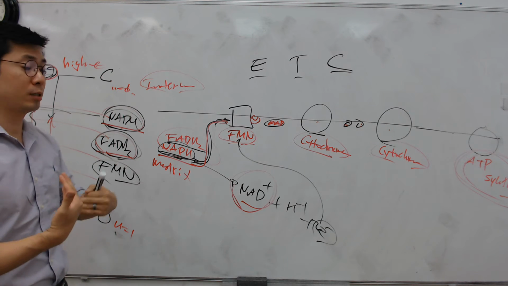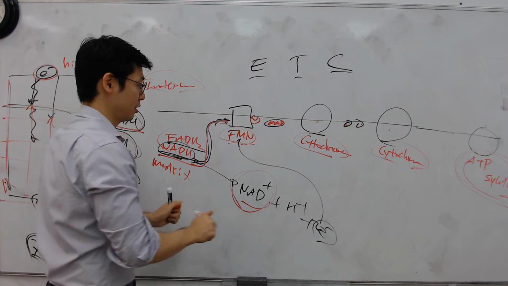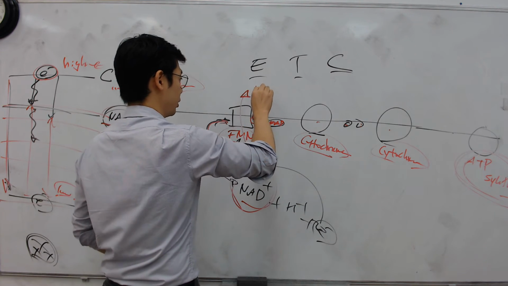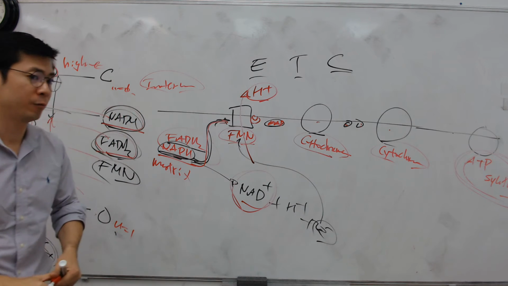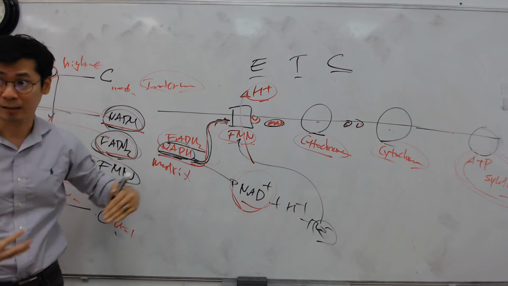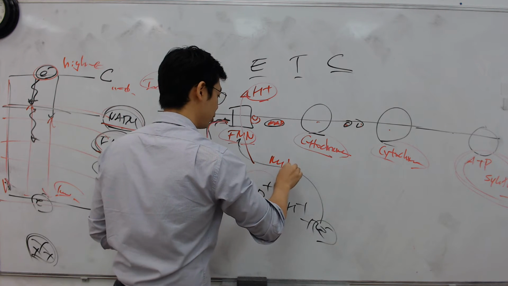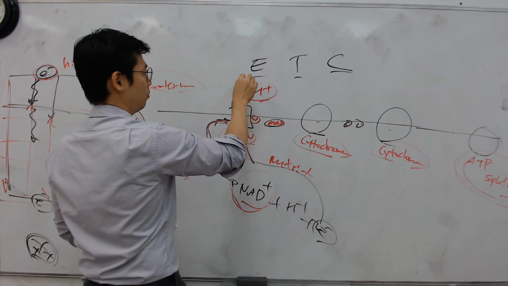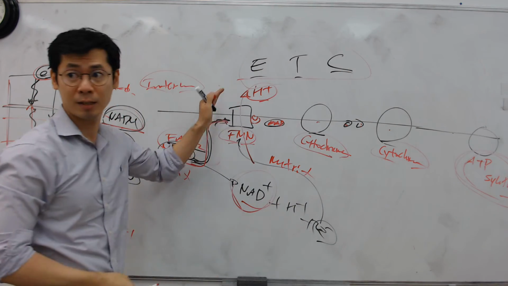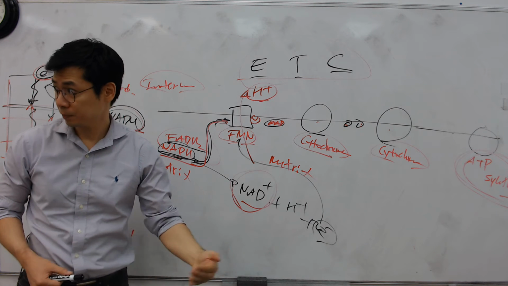FMN will be using this energy difference, listen carefully, to actively transport H plus from the matrix to the intermembrane space. This is active transport. They're using the energy from the matrix to the intermembrane space. So from NADH to this, they're using the energy to pump out the H pluses. Do you understand what I'm saying?